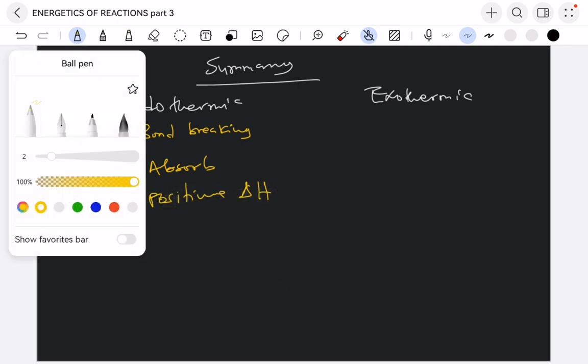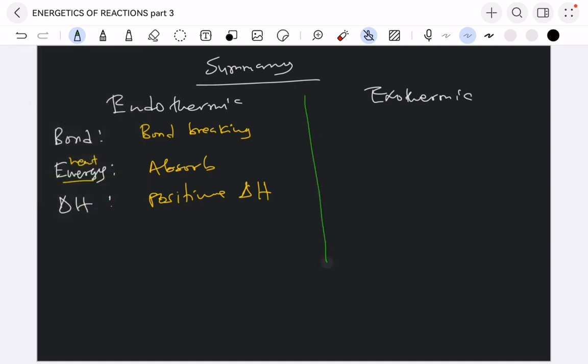Then on the other side, which is exothermic, we are looking at it as bond formation. Then in terms of heat energy, we are looking at the release of heat. In terms of enthalpy change, we are saying we have a negative enthalpy change.